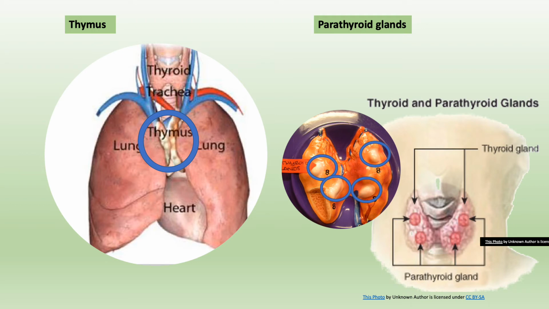The parathyroid glands, those four tiny rice grain size glands, produce parathyroid hormone, which has an effect on calcium and phosphorus metabolism. And the thymus, on the left, produces thymosins, which are responsible for the maturation of T lymphocytes. That's why the thymus at the same time belongs to the lymphoid organ system as well.